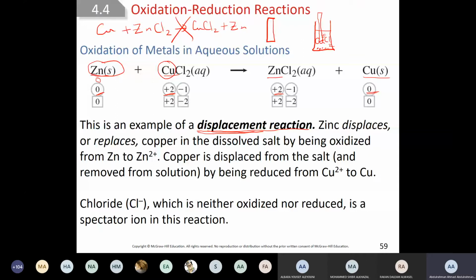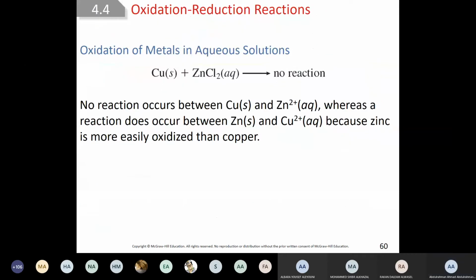So which element displaces which element? If you reverse it, as I said, we see here, can you see the zinc displace the copper? It was in solution and the copper comes out as solid. But if you reverse the reaction, you will find what? No reaction.